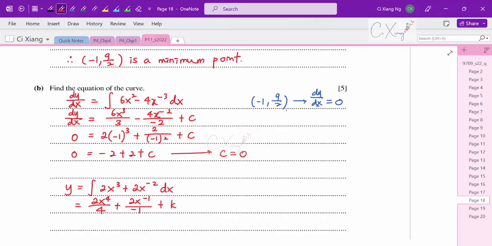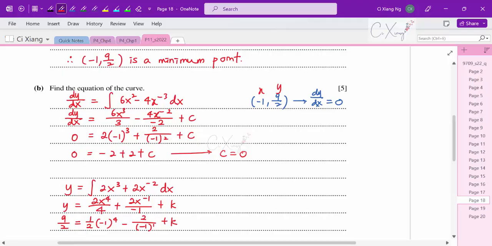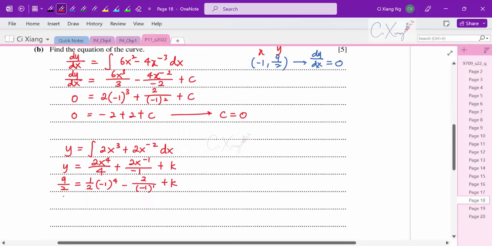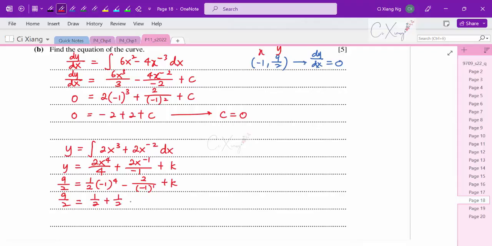Again, by referring to this particular point, I know that this is the minimum point, and I have the value for x and also the value for y. Therefore, I can substitute these values into the equation to get k. My value of y will be 9 over 2 equals, simplifying the constant, 1 over 2 times (-1) power 4, plus (-1) power 1. Then from here, if you continue to simplify it, I will have 9 over 2 equals half, plus half, plus k.